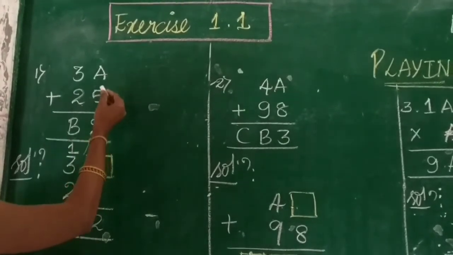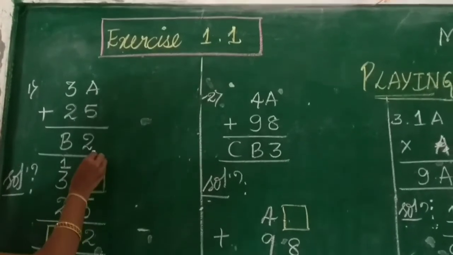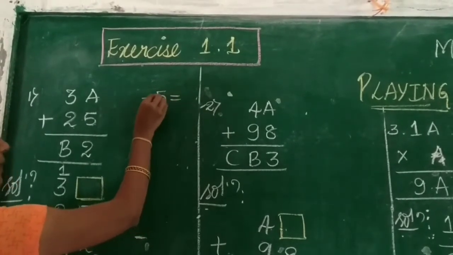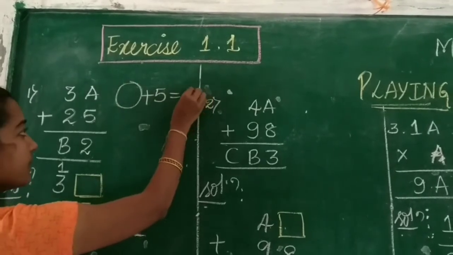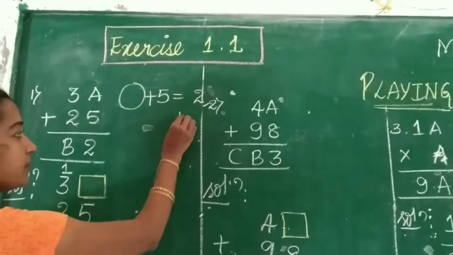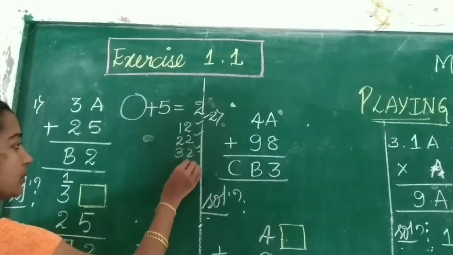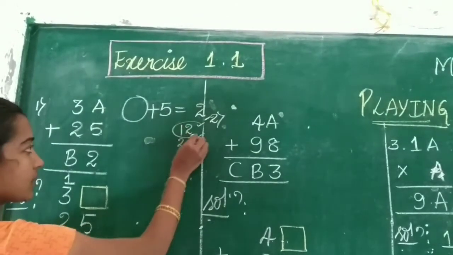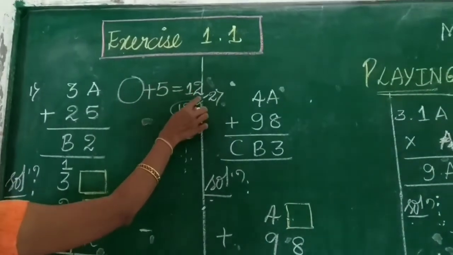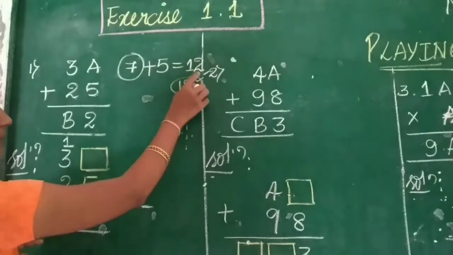Look at here. The 5 is added with a number that takes 2 in the unit place. 5 is added with a number whose unit value is 2. Here the number may be 12 or 22 or 32 and so on. Now let us first check 12. How much is added with 5? It gives 12. 7 is the number that added with 5 gives 12.